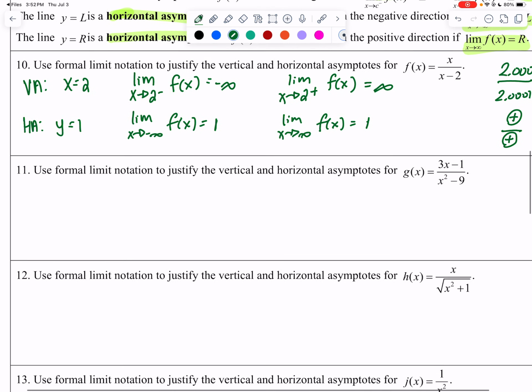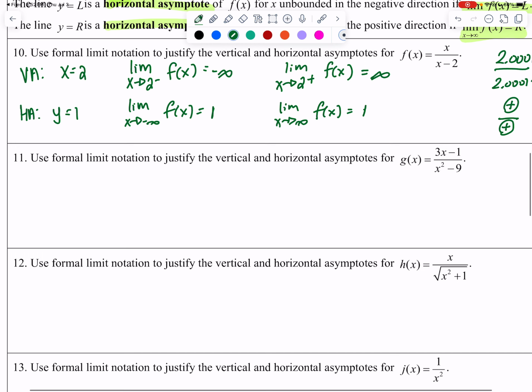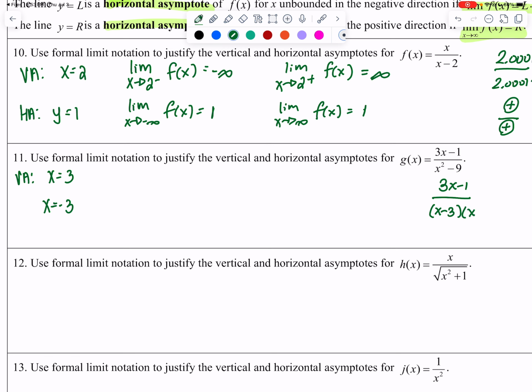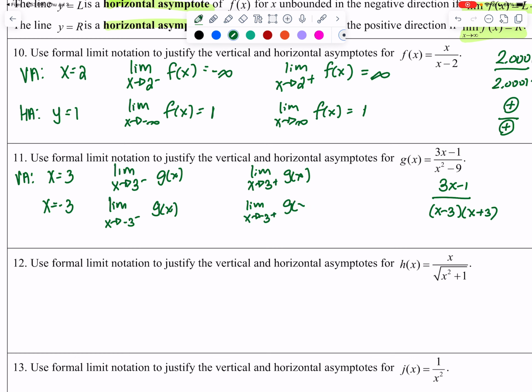We're going to do the same thing for number 11 here, where we have a vertical asymptote at x is equal to 3 and at x is equal to negative 3. Which means that we are going to have to write our notation 4 times. So we are going to do the limit as x approaches 3 from the left, negative 3 from the left, 3 from the right, and then negative 3 from the right, and see what happens there.